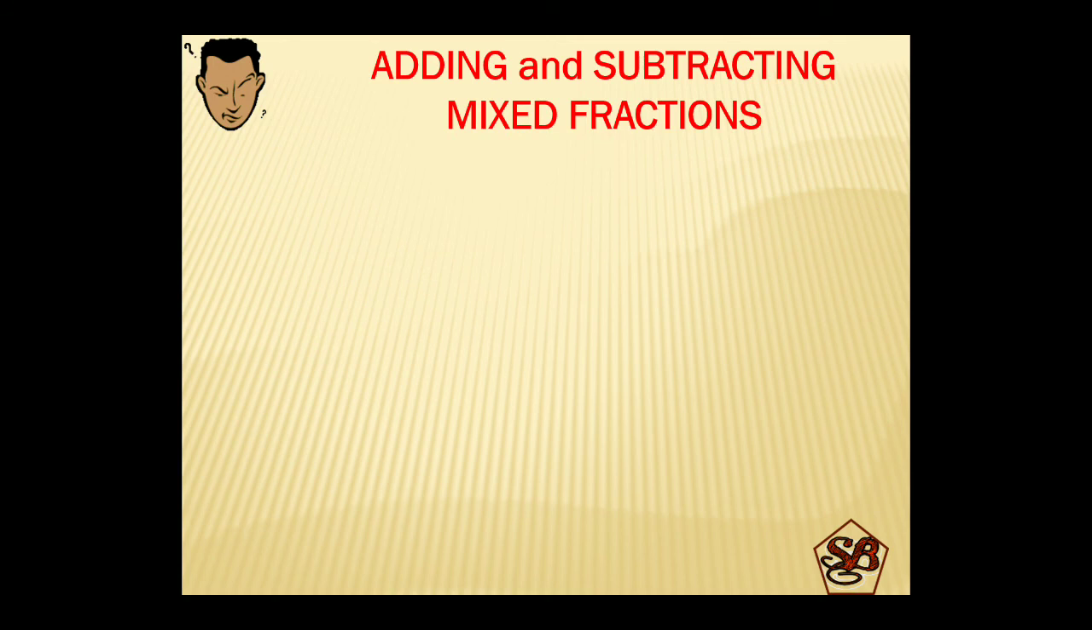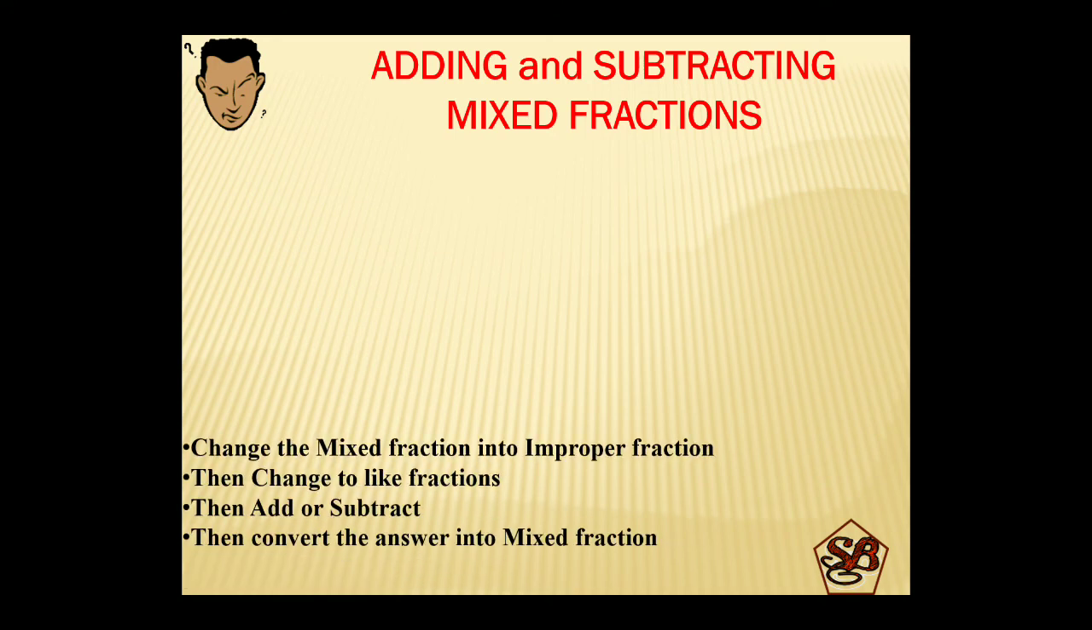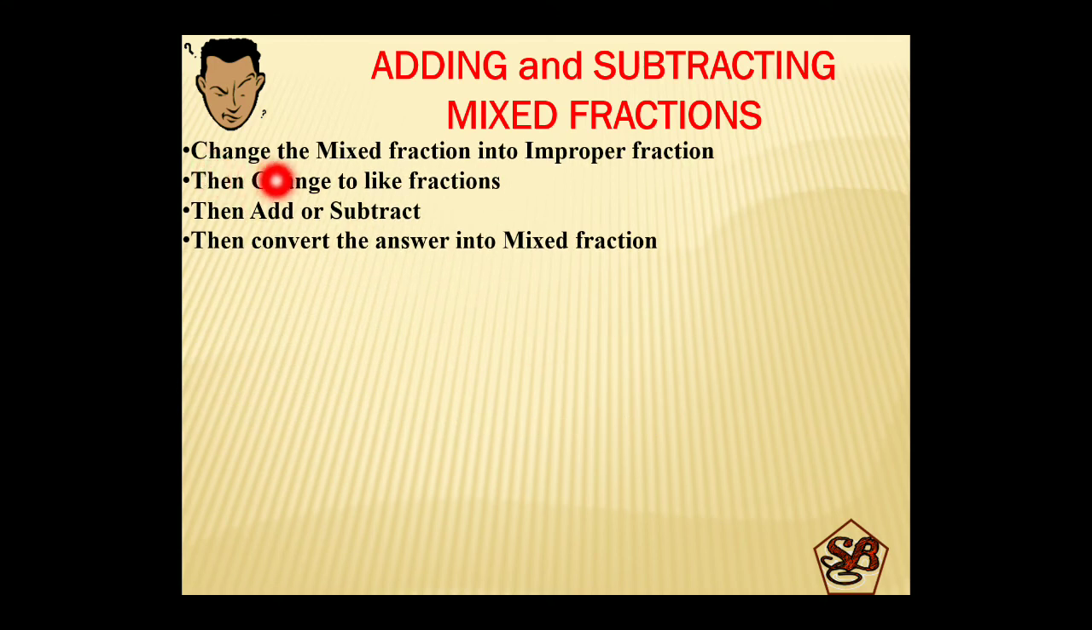Adding and subtracting of mixed fractions. Now for mixed fractions, the procedure or the steps remain the same, except there is one more step: first we convert the mixed fraction into an improper fraction. Let's look at the steps. The first step is to change the mixed fraction into an improper fraction. Second step, then change to like fractions. Then add or subtract as per the question. Whatever answer you get, you will convert that answer into a mixed fraction.